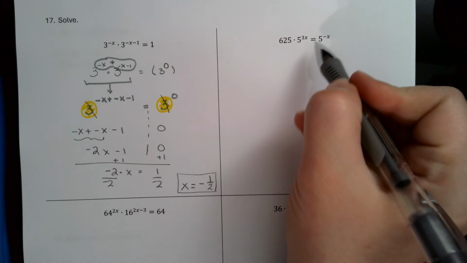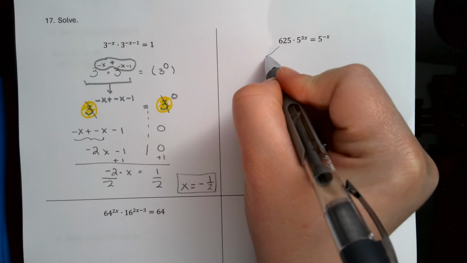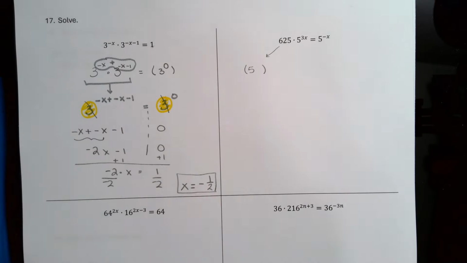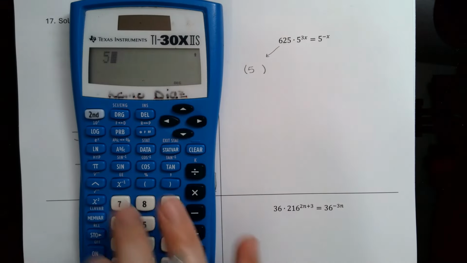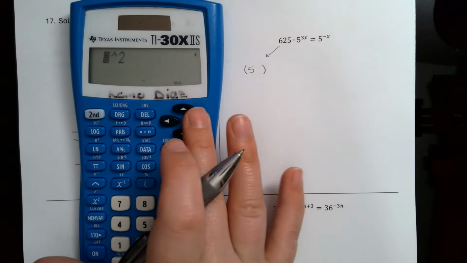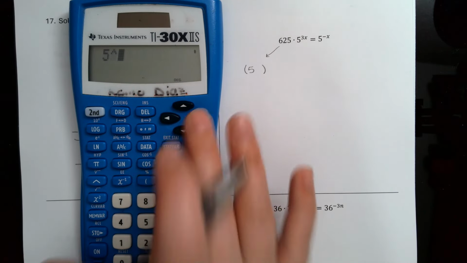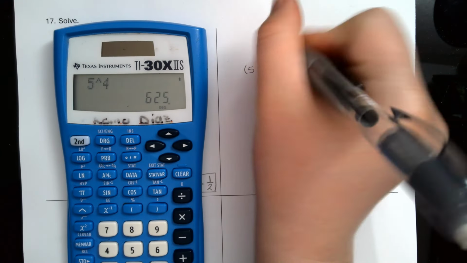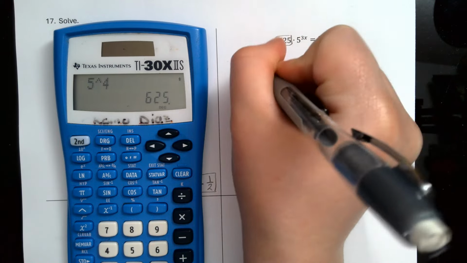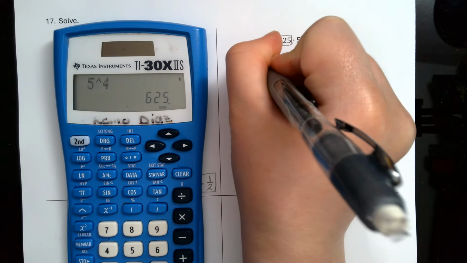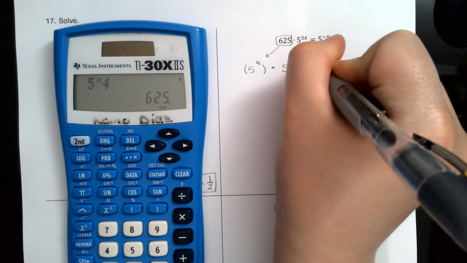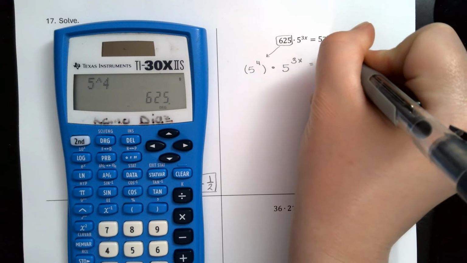Let's do this again. I see a 5. Let's see if we can make 625 from 5. So we're going to pick up 5. And we're going to start typing in exponents to see if I can get 625, which we can. So that means 625 is now going to be 5 to the 4th power times 5 to the 3x power is equal to 5 to the -x power.